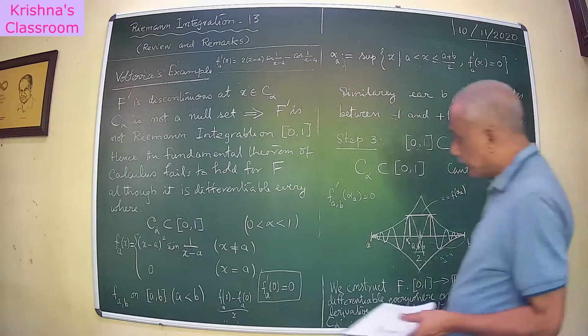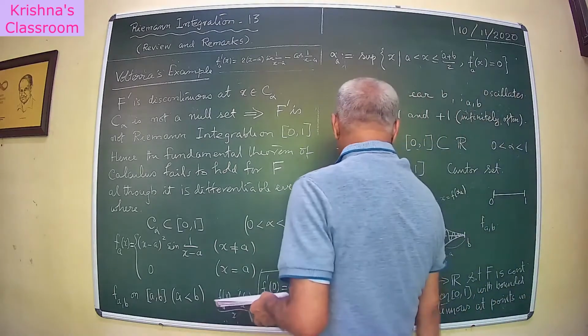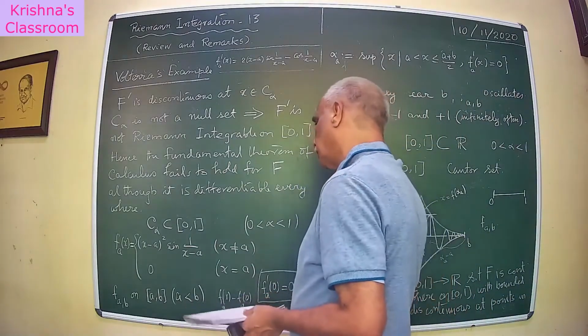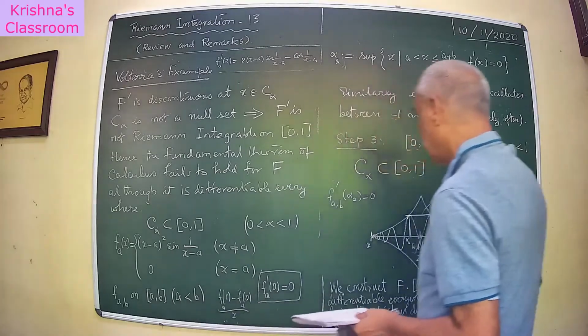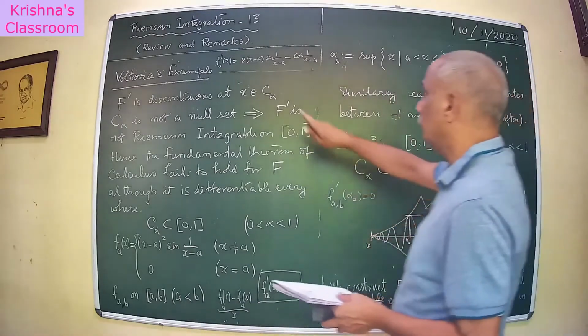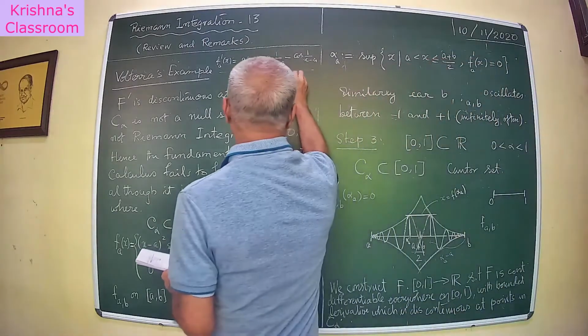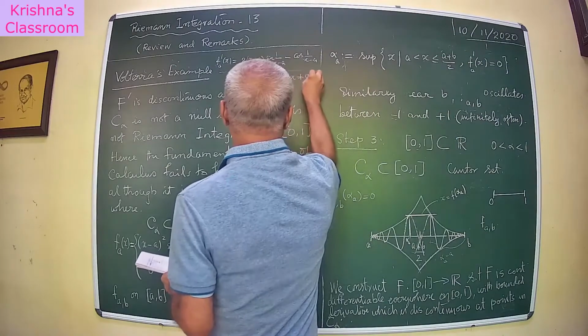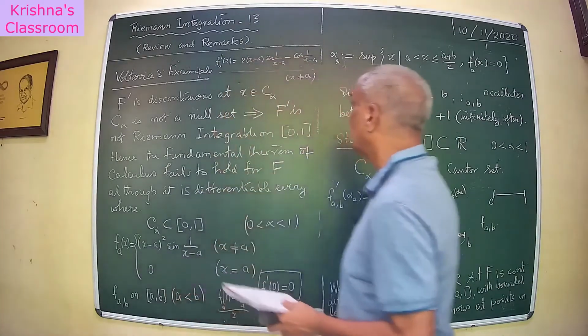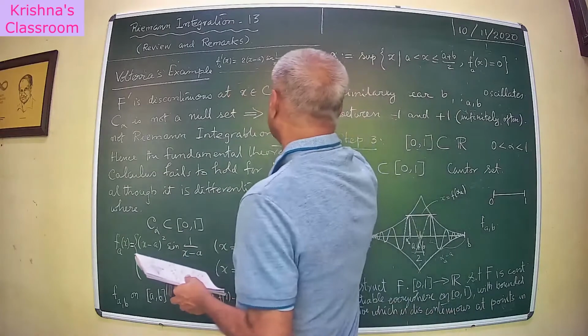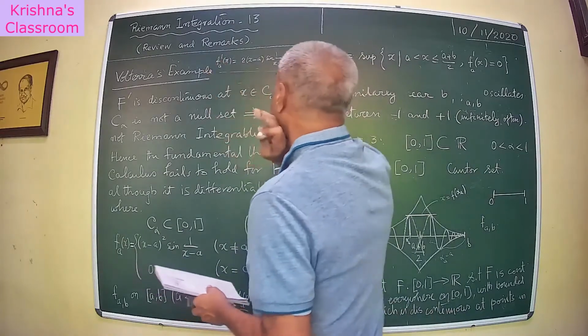So the derivative exists at 0 and the derivative is given to be 0. There is no problem. But you see that the derivative when x not equal to a is given by this one, and you see that this is not continuous at the point x equal to a.